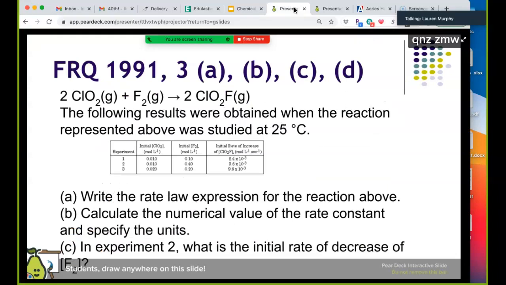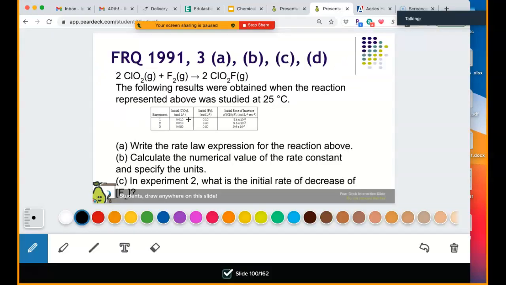So, FRQ 1991. I would like you to take a few minutes, please. Again, this is what we're ending with: just practice FRQs over and over again until you hopefully feel good about this stuff. We have plenty of time. So I'm going to give a handful of minutes for this problem, and then we will come back to it.